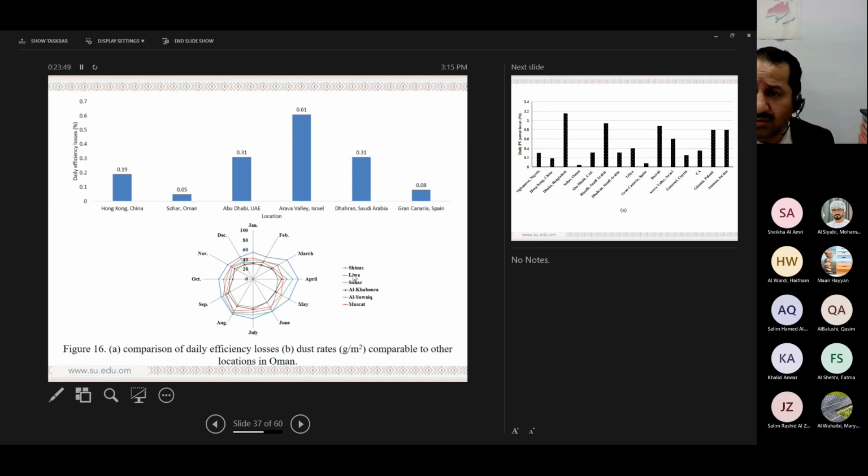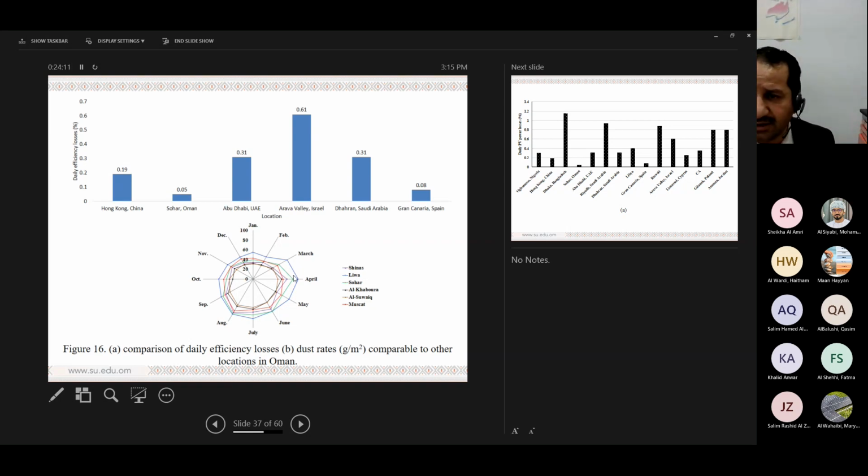And we also did some student research where they collected dust from these cities. And by the way, location is an issue, especially if we compare, for example, Sohar, where we have a large industrial area, with another location where they don't have an industrial area. Definitely here we have more pollution, more carbon.